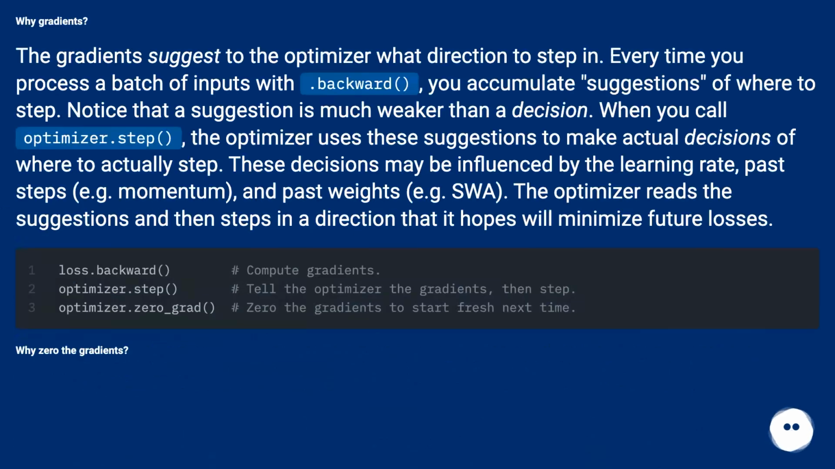Why gradients? The gradients suggest to the optimizer what direction to step in. Every time you process a batch of inputs with .backward, you accumulate suggestions of where to step. Notice that a suggestion is much weaker than a decision. When you call optimizer.step, the optimizer uses these suggestions to make actual decisions of where to actually step. These decisions may be influenced by the learning rate, past steps, e.g. momentum, and past weights, e.g. SWA. The optimizer reads the suggestions and then steps in a direction that it hopes will minimize future losses.